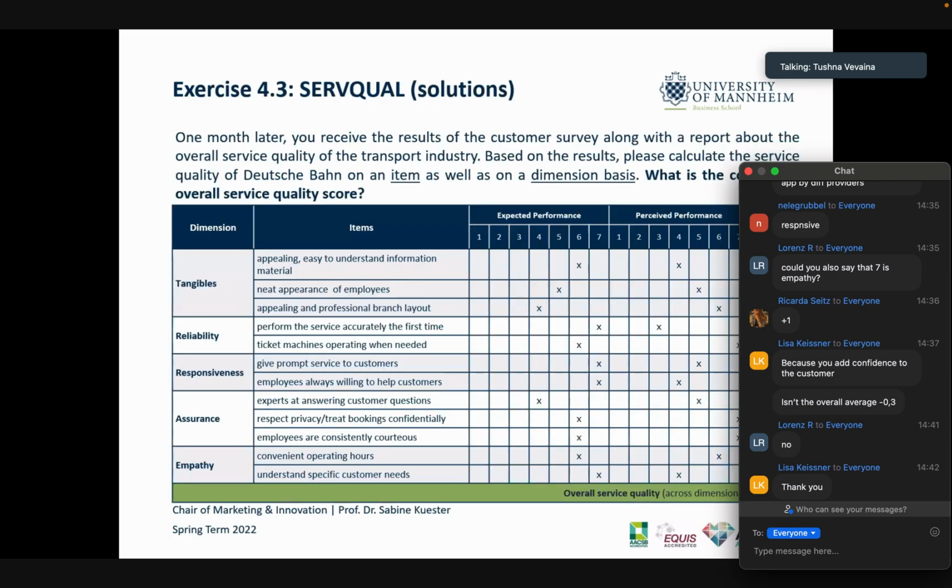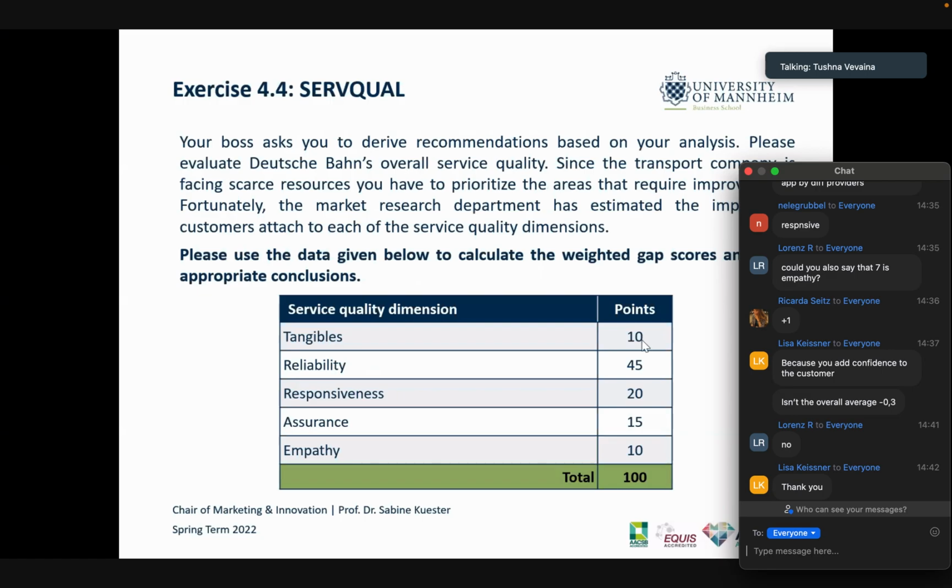And as I mentioned here, keep in mind all these average gaps that you all got. So over here, you can see responsiveness has the highest gap. But what we'll see is weights coming into the picture. As I mentioned, this whole tutorial is going to be based on weights. And you see, these are your points given to each dimension for your service quality. And we convert these to weights. Now, what you're asked to do is calculate the weighted gap score and draw appropriate conclusions.